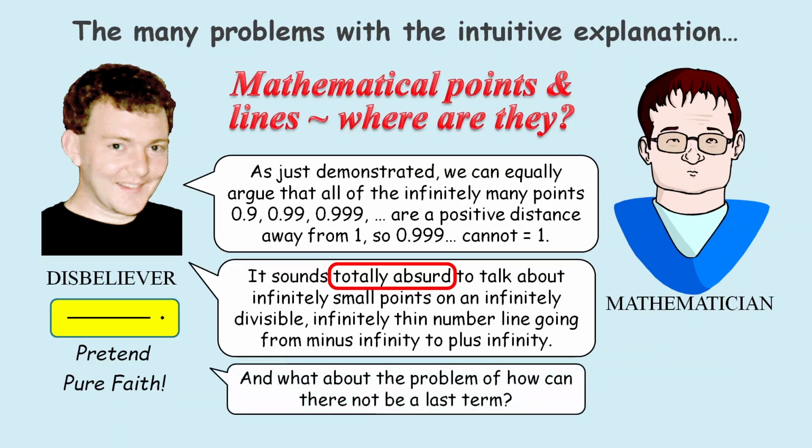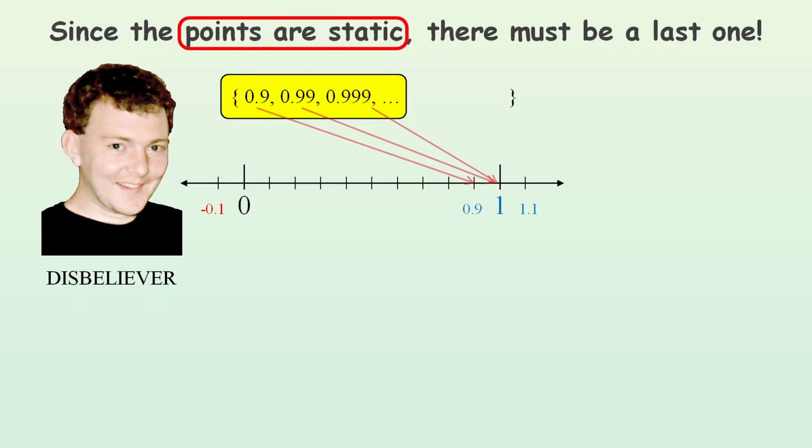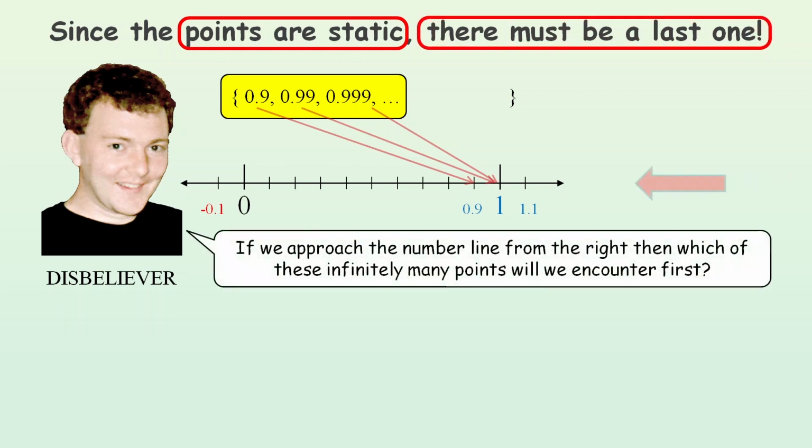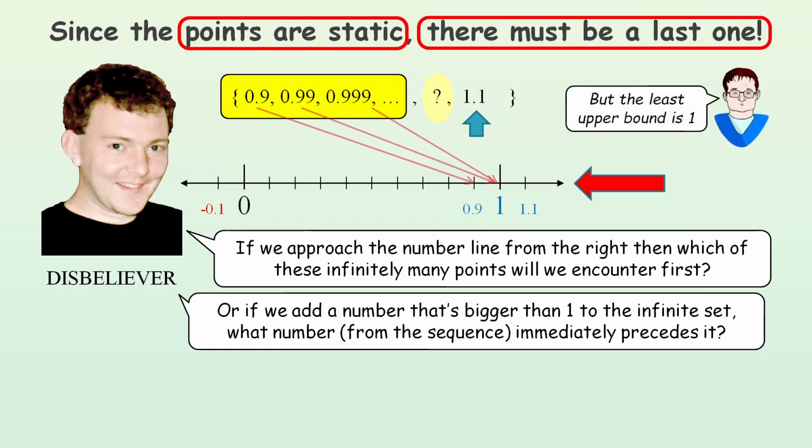And a third major problem is the problem of the last term. Given that all the points in the sequence 0.9, 0.99 and so on are supposedly static points on the number line, then how can there not be a last point? If we approach the number line from the right, then which of these static points will we encounter first? Or, if we think of these points in an ordered infinite set, and we add a number that's bigger than 1 in this set, what number will immediately precede it? We can't just avoid the issue by saying the least upper bound is 1, because 1 is not in the set.